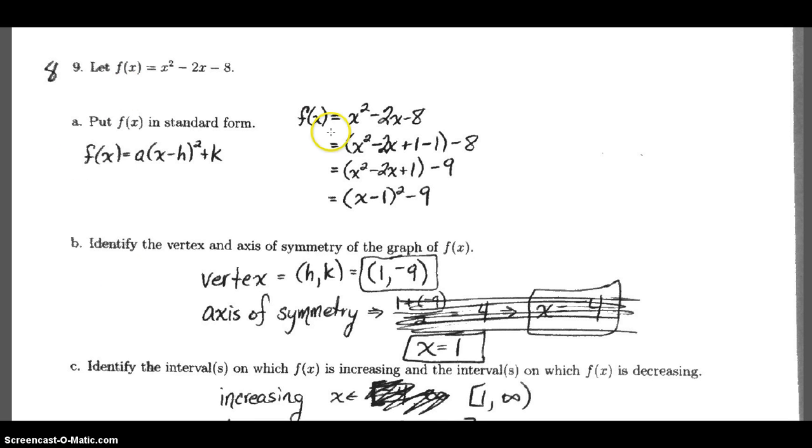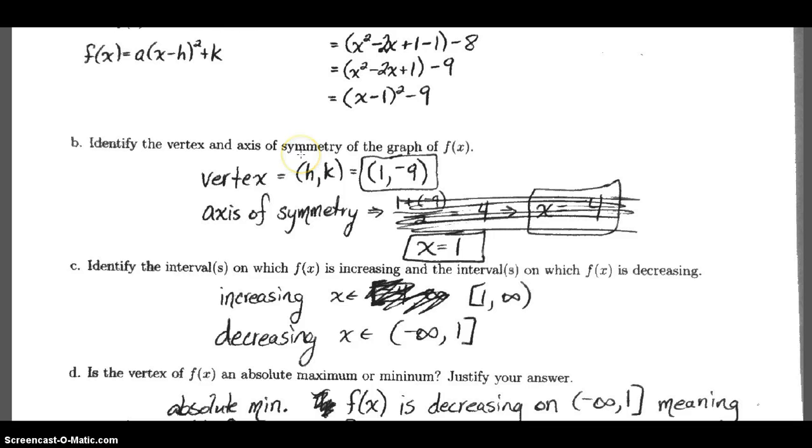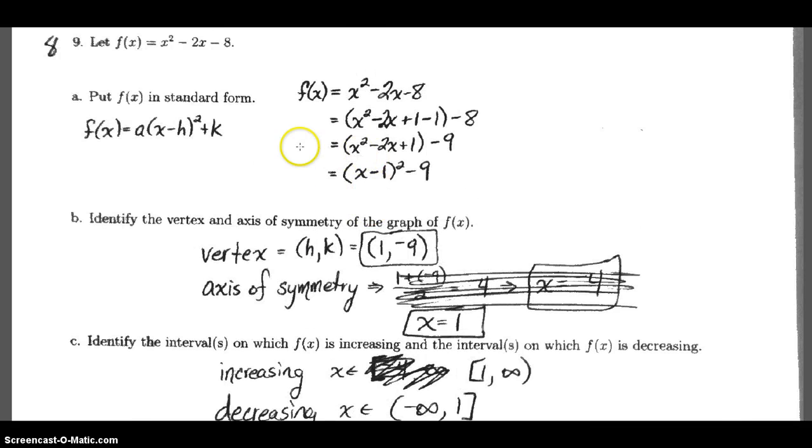Putting this in standard form involves completing the square, which is what I do right here. Vertex and axis of symmetry. Once I've put it in standard form, the advantage is now I can just pull out whatever is being subtracted from x is the x value of my vertex.